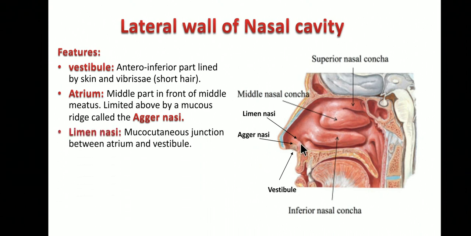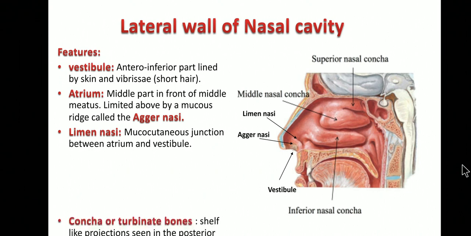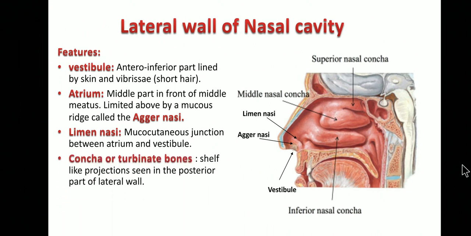Limen nasi is a ridge; this is not a mucocutaneous junction, only the agger nasi is a mucocutaneous junction. It is present between the vestibule and the lateral wall, or the atrium part of the lateral wall. Okay. So the major features you come across are the concha, also called the turbinates or turbinate bones, which are shelf-like projections seen somewhat posteriorly because they are behind the atrium.